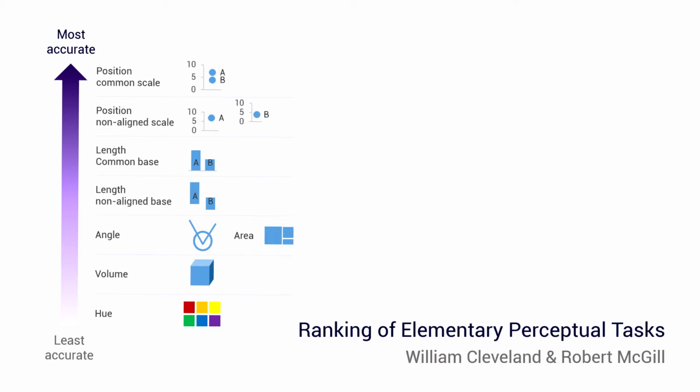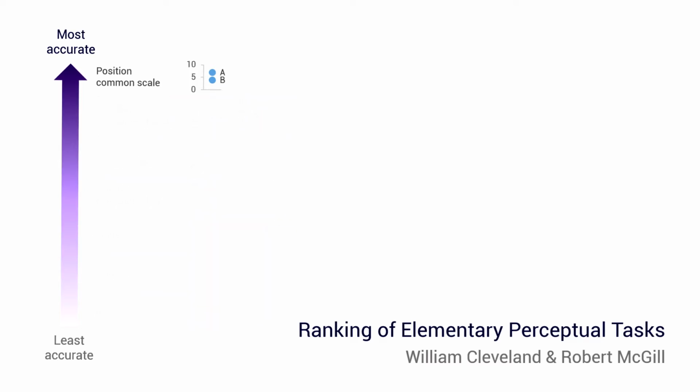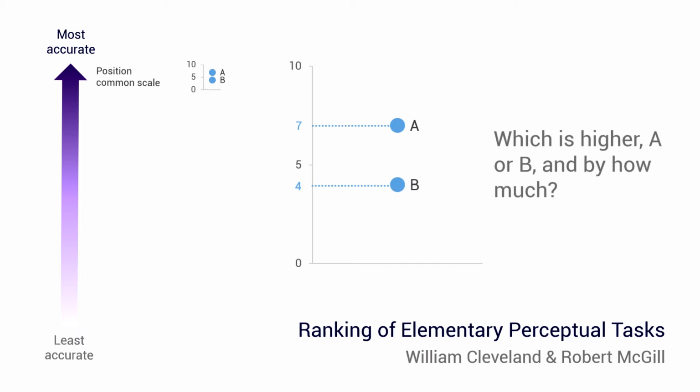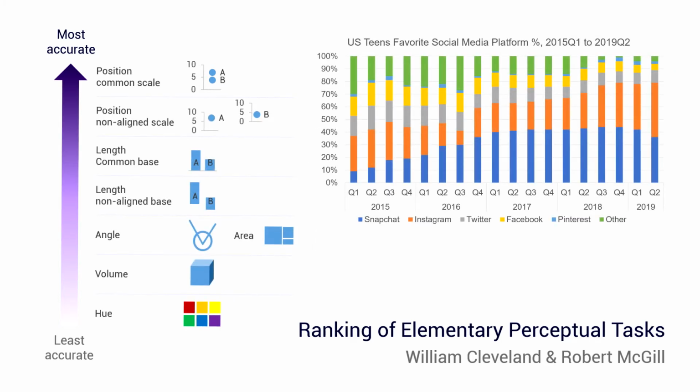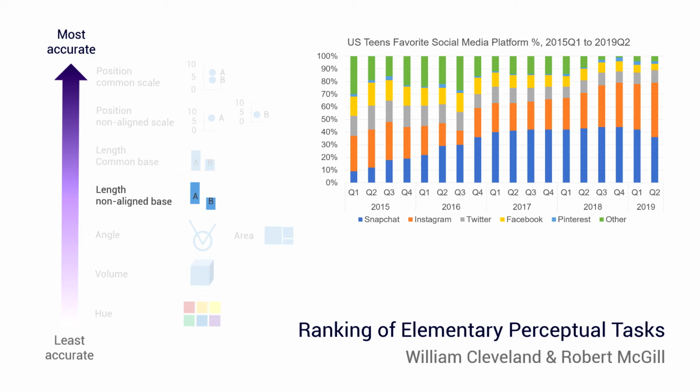Let's look at a few examples. Right at the top of the Cleveland-McGill scale, we have positions on a common scale. So everyone is going to be able to tell that A is higher than B. But what about our 100% stacked bar chart? It's right in the middle of the Cleveland-McGill scale. It's using lengths on non-aligned bases to encode the values of each data point. This is around the middle of the Cleveland-McGill scale, and it's where most people start to struggle a little bit.